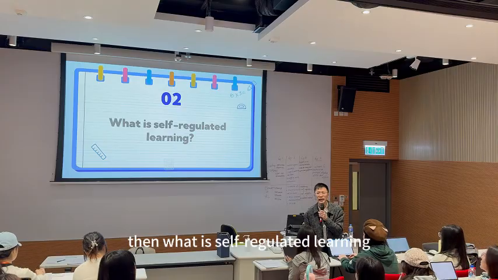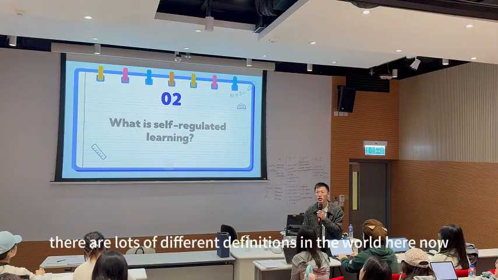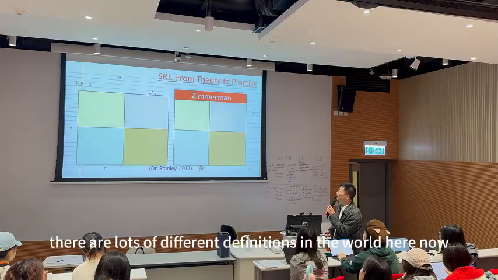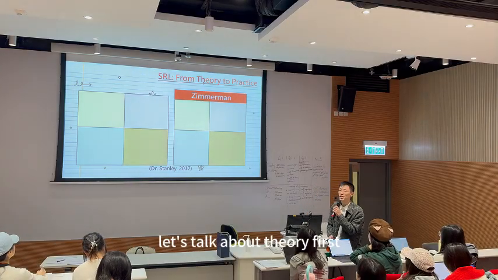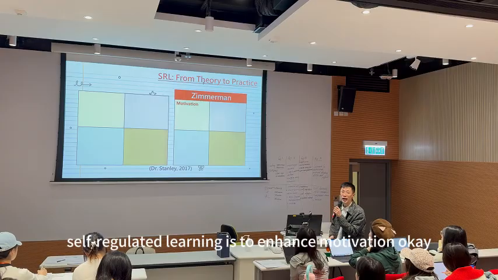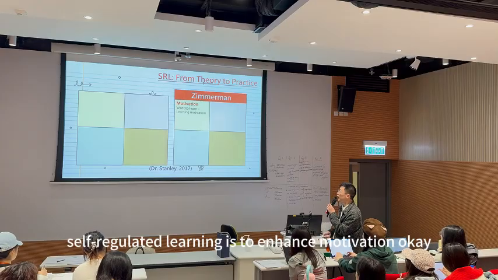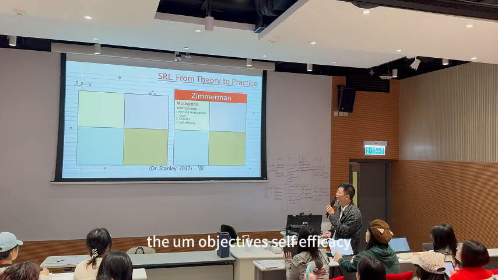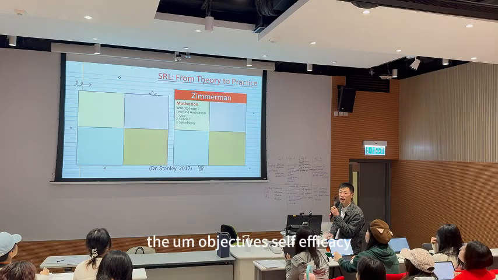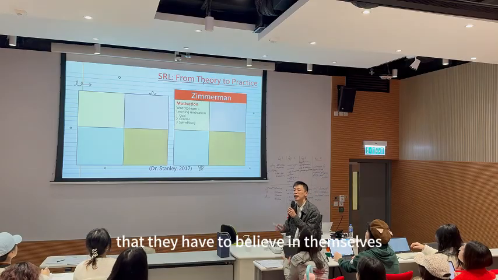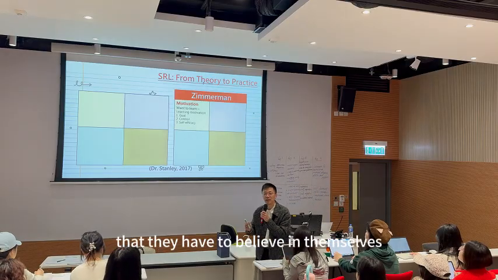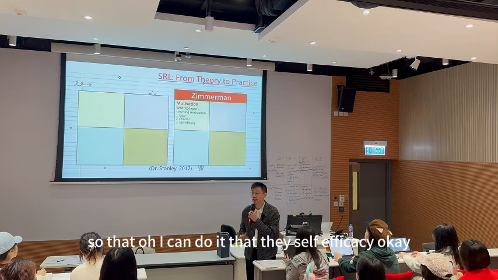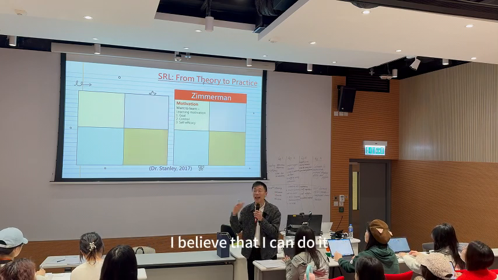Then what is self-regulated learning? There are lots of different definitions in the world. Here, now, let's talk about theory first. Self-regulated learning is to enhance motivation, okay, through different things. For example, setting goals, control the objectives, self-efficacy. You have to show students that they have to believe in themselves so that, I can do it. Then there's self-efficacy. Okay, I believe that I can do it.